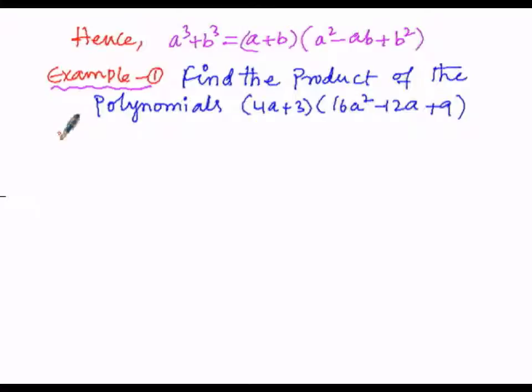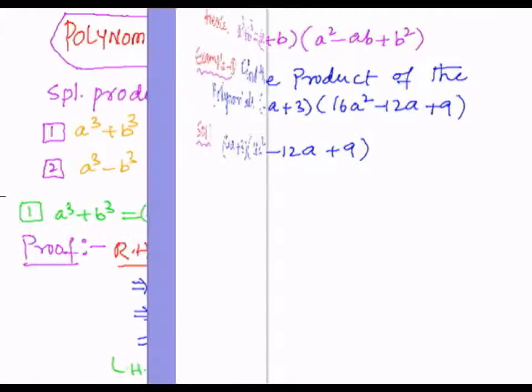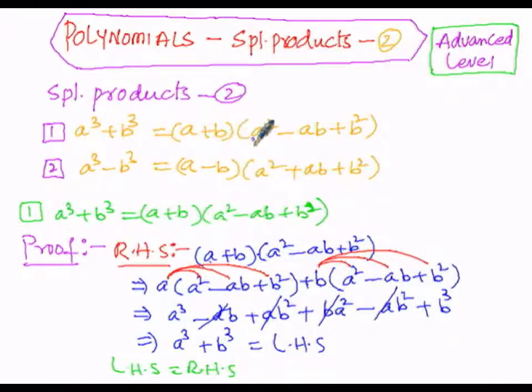Now the solution starts. The given polynomials are 4a plus 3 as one polynomial, and the other polynomial is 16a square minus 12a plus 9. We have to find the product of these polynomials. Here we have already gone through one derivation, or the proof of a special product. In order to find the product of two polynomials, we have to utilize the special products of advanced level.